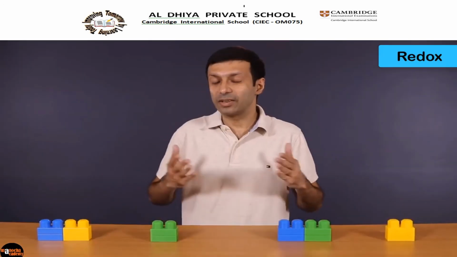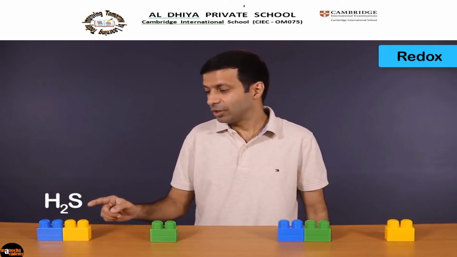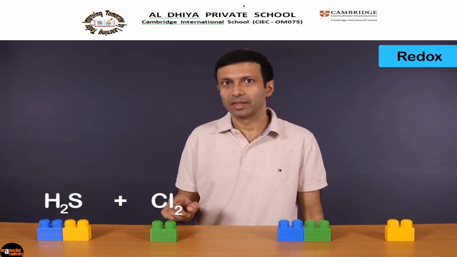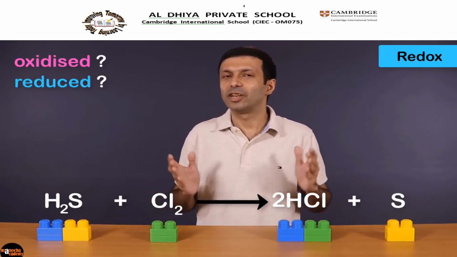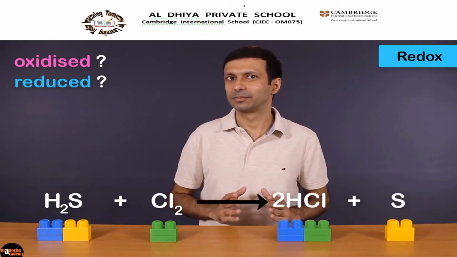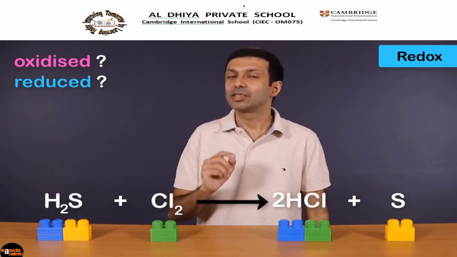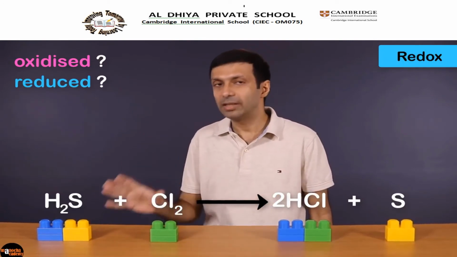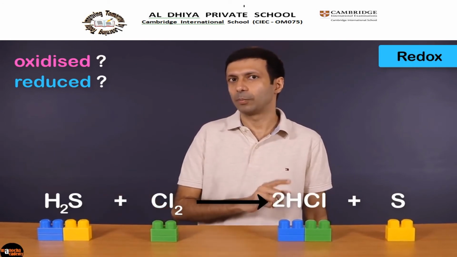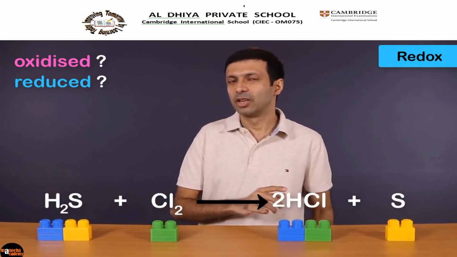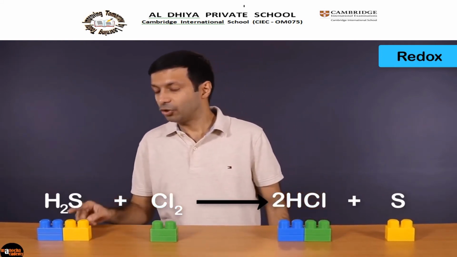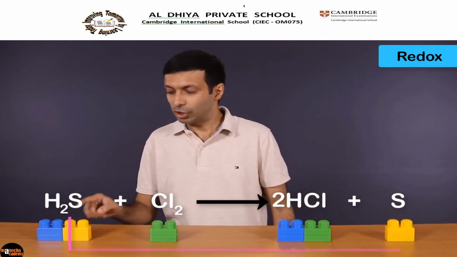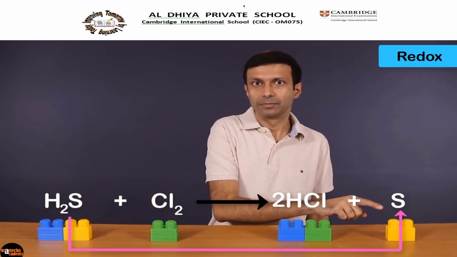Let's look at another example. Hydrogen sulfide and chlorine react to give hydrogen chloride and sulfur. Now, who do you think is getting oxidized and reduced in this reaction? Remember, the answer to this question is only the reactants, not the products. So let's take a look at the reactants. So if we see hydrogen sulfide, it's changing to sulfur.